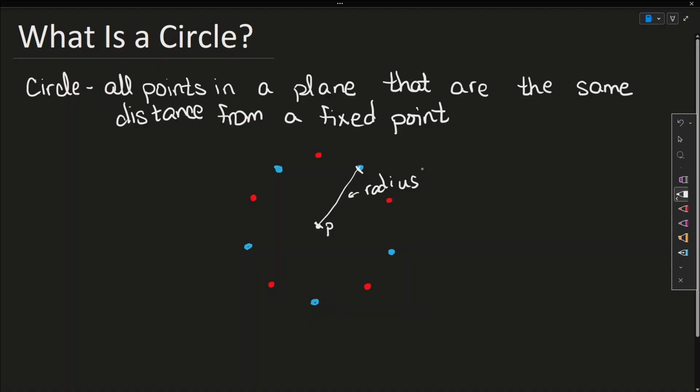This is such an important definition because it explains why a circle has its shape. A circle is not just round in some vague sense. It's made of all the points that stay the same distance from the center.